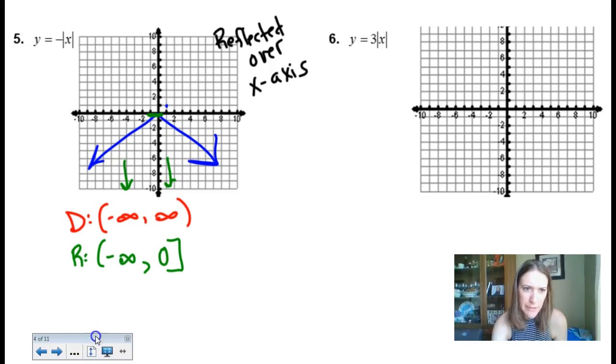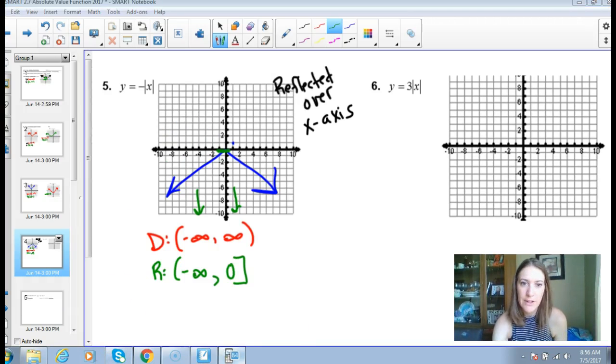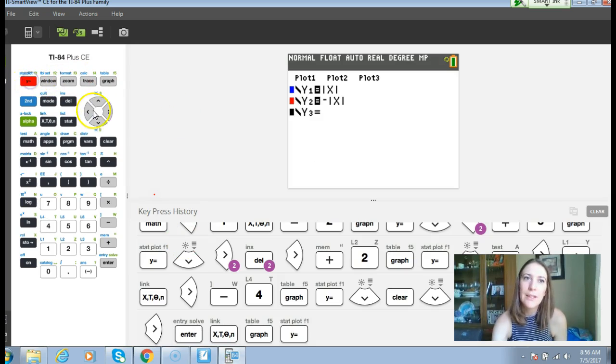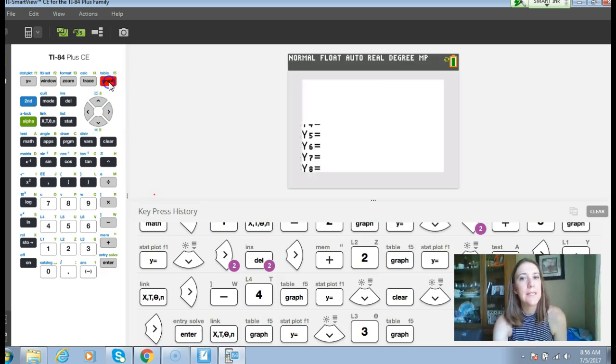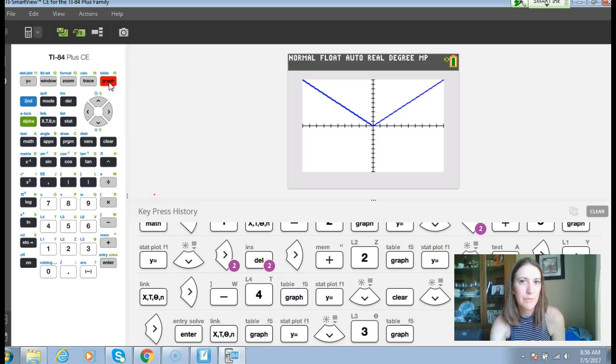What happens when you throw a 3 in front? I don't know. Let's find out. So let's edit y2 and just say 3 times the absolute value of x. Let's see. Original. New guy. So the vertex hasn't moved. It's still at 0, 0, but a lot of kids refer to this as being skinnier. The graph is skinnier. That is true.